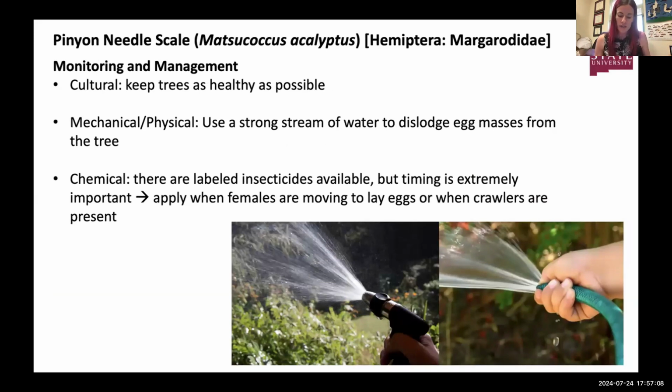There's a strategy for these that you can use mechanically or physically, which is a strong stream of water from a hose to dislodge the egg masses from the tree. And with these, like the other scales, there are insecticides available, but timing's really important. You're going to be applying when those females and those males are active and they're moving around and they're laying eggs, or those crawlers are moving around. So once a scale settles in its place and it's protected, insecticides aren't very effective. So it's really important, the timing for scales.